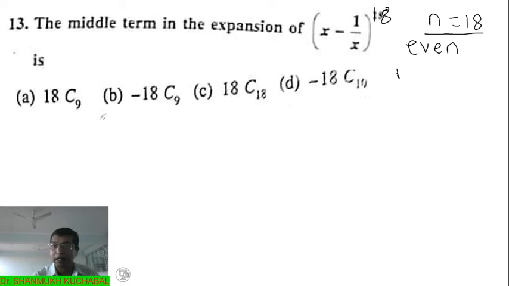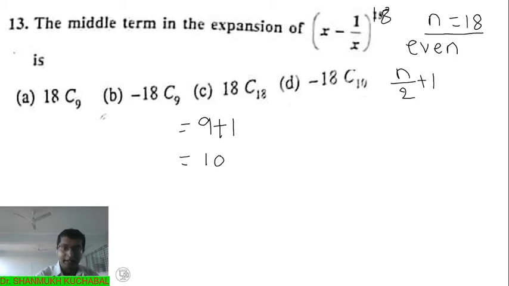Next, the middle term is given by the formula n by 2 plus 1. Further, I write the value of n as 18. It is 18 by 2, that is 9, plus 1. We get it as 10 here. So the 10th term is the middle term. Then we use the general formula.